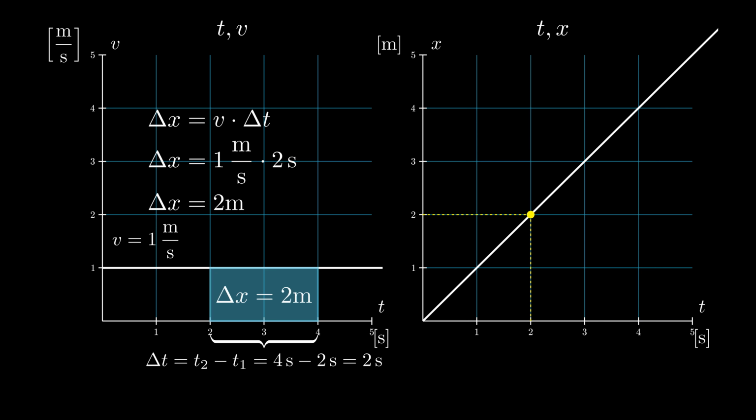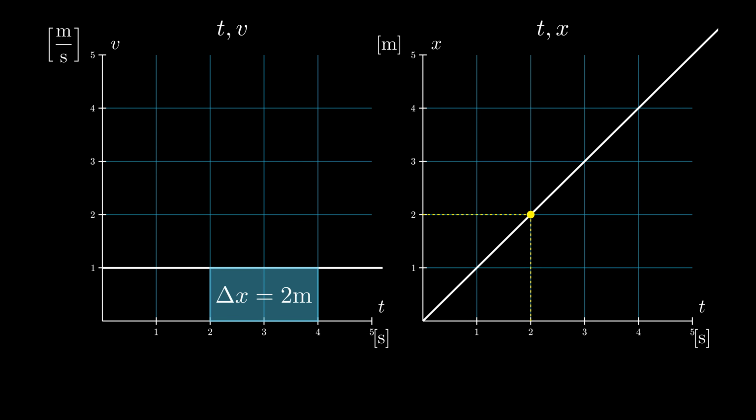Let's see how the same information is obtained from the right-hand position coordinate system. We start from the point corresponding to 2 seconds and move to the point corresponding to 4 seconds. From the position axis, we see that the displacement can be calculated as the final position, 4 meters, minus the initial position, 2 meters. Thus, the displacement is 2 meters in the positive direction.